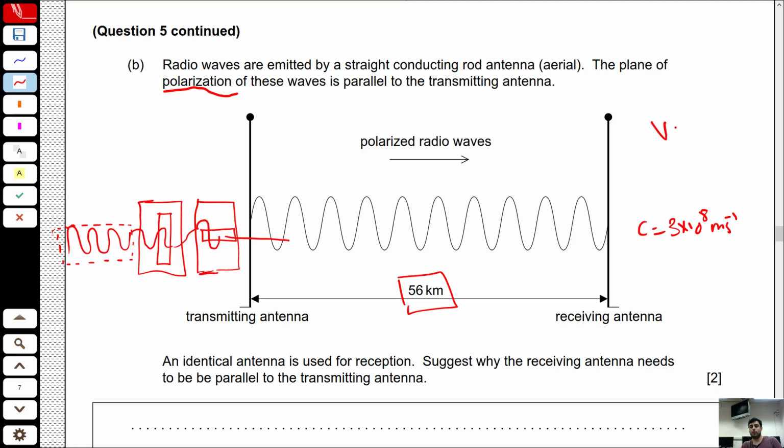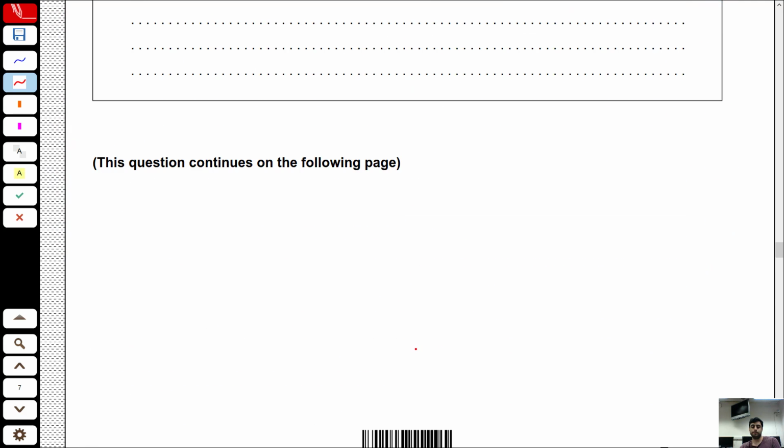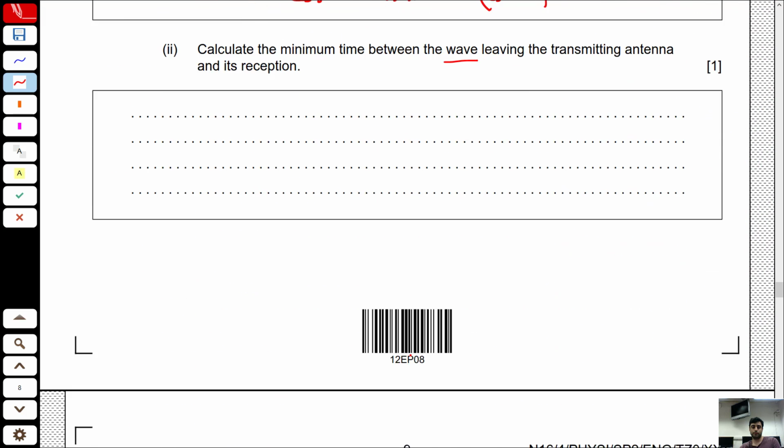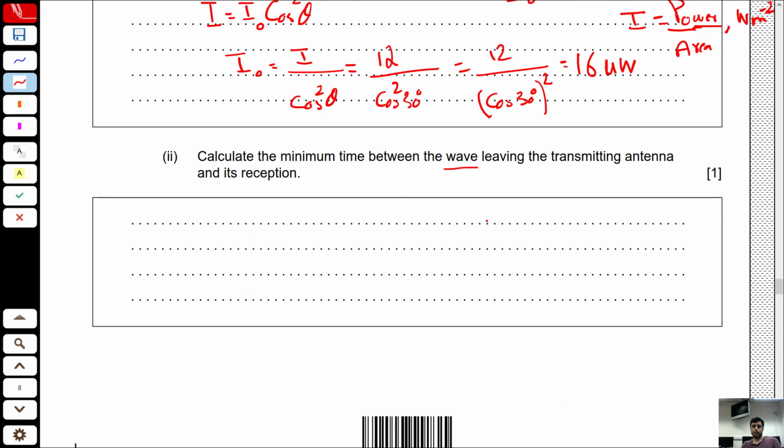Just use this equation: speed equals distance over time, because the speed is constant. The distance between the transmitting antenna and receiving antenna is 56 kilometers. We have the speed and the distance, so we can find the time. Minimum time: speed equals distance over time, so time equals distance over speed. The distance was 56 kilometers.